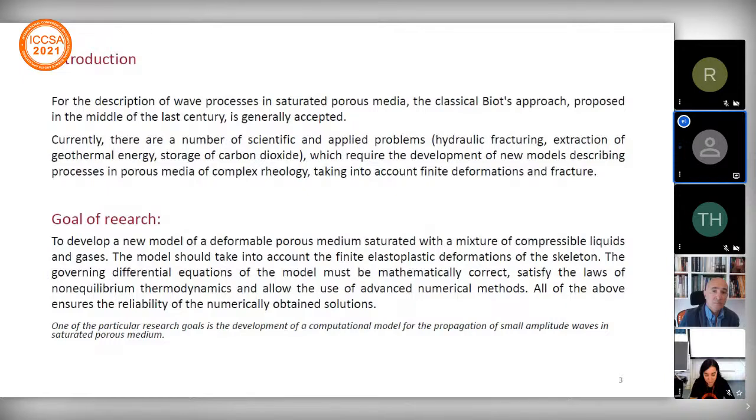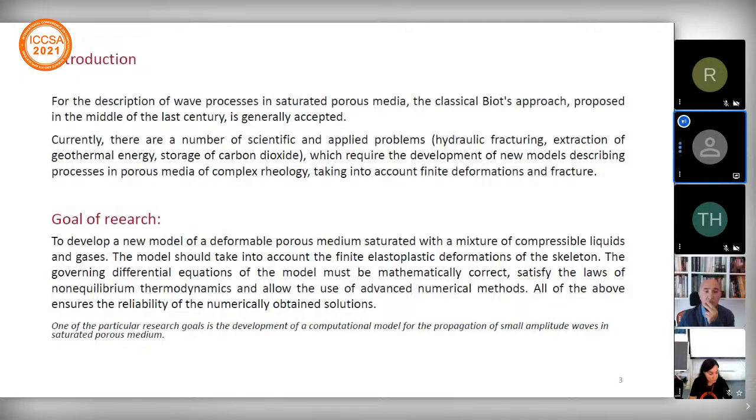A brief history of the issue: for the description of wave processes in saturated porous media, people usually take the classical Biot approach, which was proposed more than 70 years ago, and it is a generally accepted model. Currently, there are a number of scientific and applied problems, such as hydraulic fracturing, extraction of geothermal energy, storage of carbon dioxide, and so on, which require the development of new models describing processes in porous media of complex rheology. It is necessary to take into account finite deformations of the medium and its fracture.